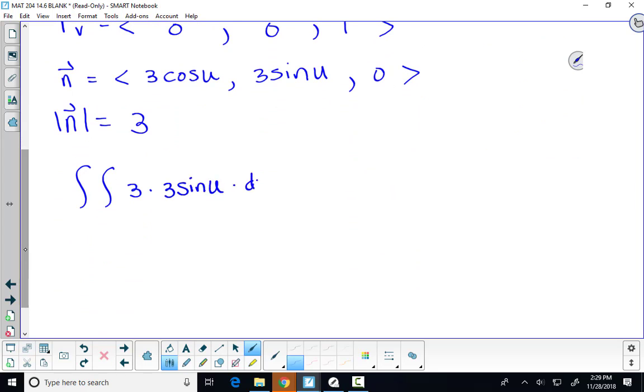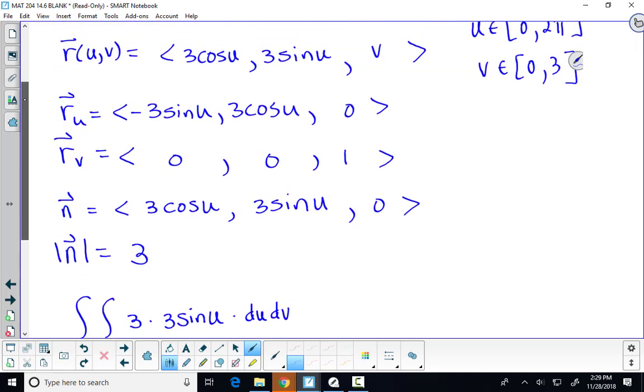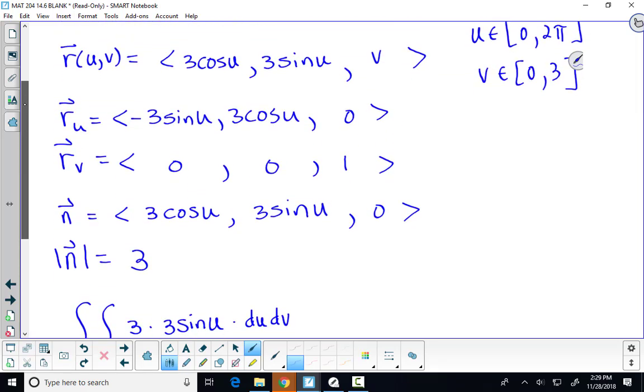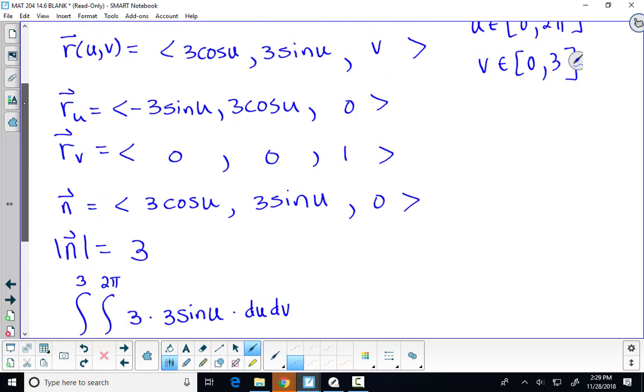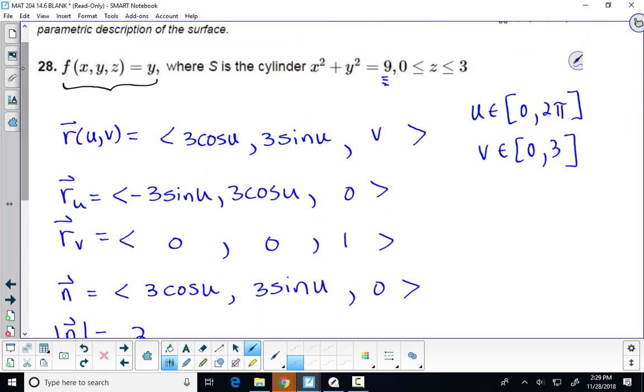And then du dv. We had just a rectangle, so it didn't really matter. 0 to 2 pi and 0 to 3. How did we get that bound 0 to 3? I think I might have missed that. Is that from the equation up top? So the 0 to 3 for v is because we let z be v, and z we were told was 0 to 3. Okay. So that part.